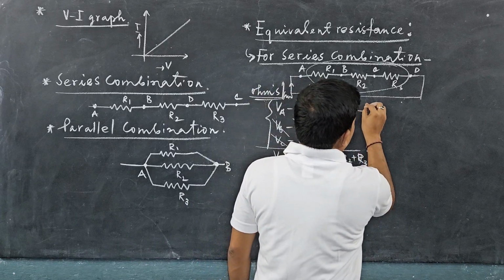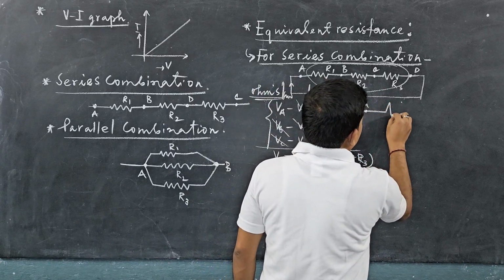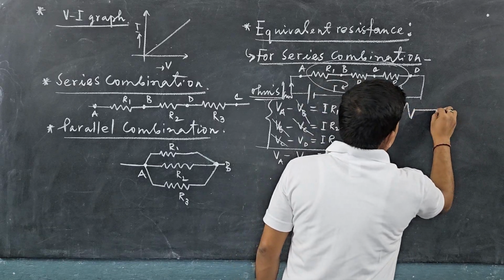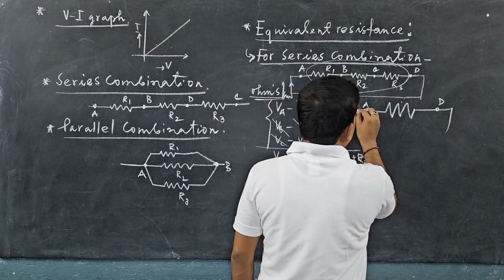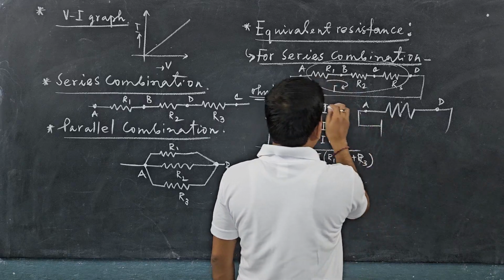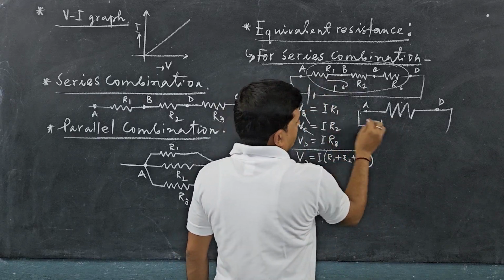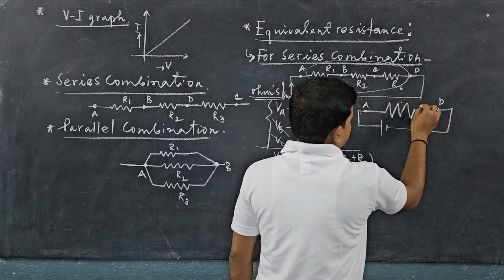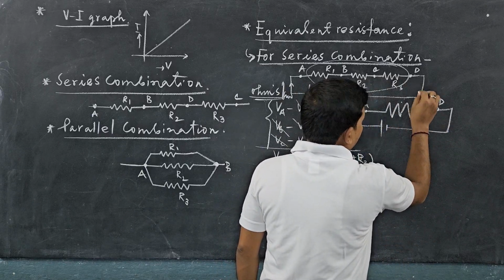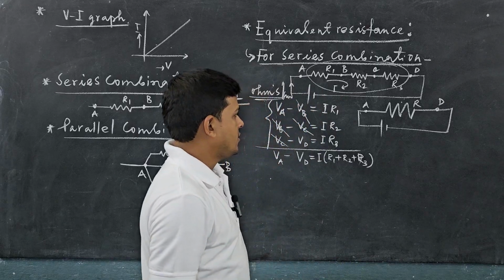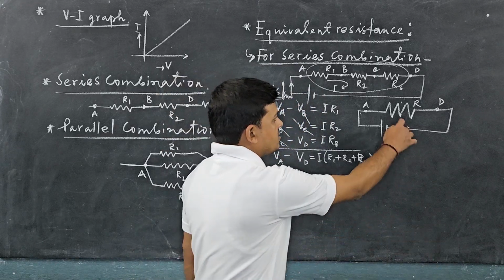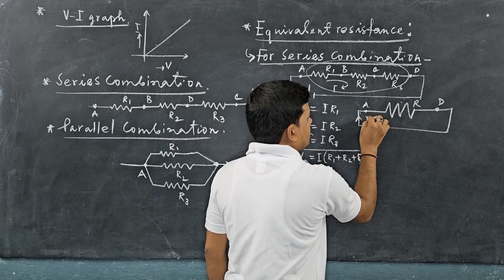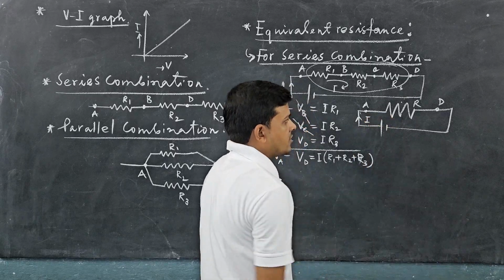single resistor across AD. This is the single resistor across AD, with the same battery, the same electric source. Now it is replaced by this, that is R only. R is the equivalent resistance, because the electric current remains the same, I, without altering the electric current.